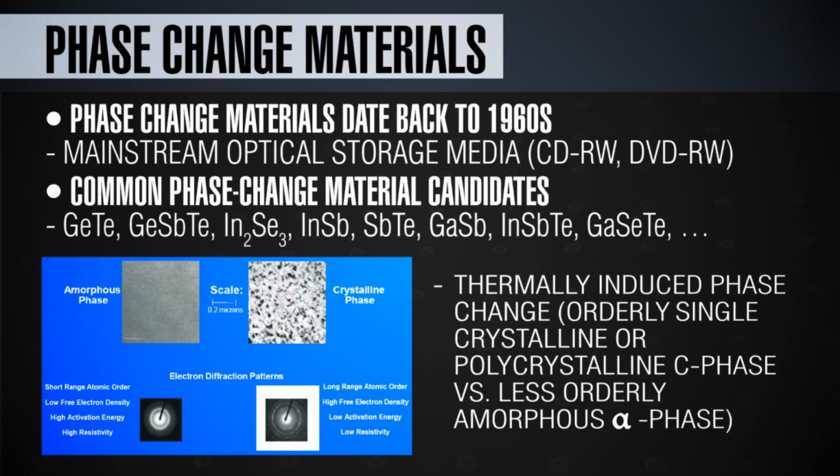These phase change materials have two phases. One is the amorphous phase, the other is the crystalline phase. The amorphous phase is characterized by short range atomic order and very high resistivity, whereas the crystalline phase is characterized by long range atomic order and very low resistivity. And you can go back and forth between these two phases in a reversible manner by applying heat to the material. I mentioned that phase change materials have been widely used in optical storage media.